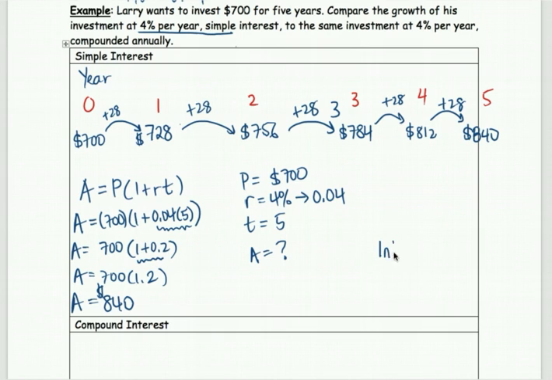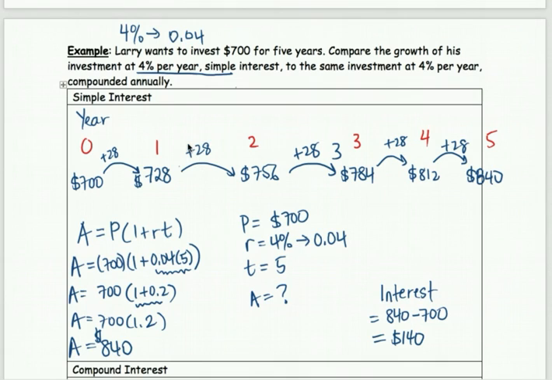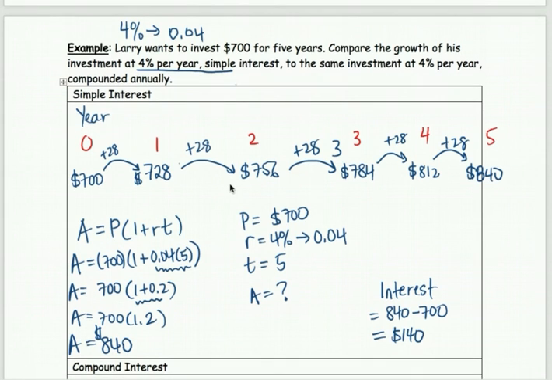Okay, so again, if we're just trying to figure out how much he made, so the interest, what we're going to do is we take our total amount, which is the 840, and then we subtract by 700. We'll get $140 in interest. Okay, so just for Larry leaving that money in the bank, he didn't have to do anything, he just left it there for 5 years. He made $140.